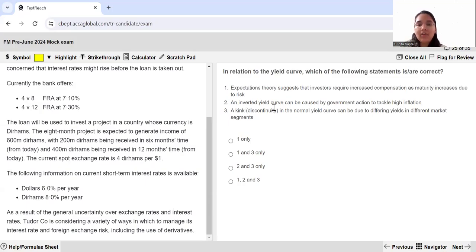An inverted yield curve can be caused by government action to tackle inflation. This is absolutely correct. Whenever the government is tackling high inflation, this basically means that the interest rates will be kept higher in the short term with the expectation of a fall in the longer term. So the curve is going to be inverted. So option 2 over here is correct. A kink or discontinuity in the normal yield curve can be due to differing yields in the different market segments. This is exactly what we have studied. So 2 and 3 are correct over here.